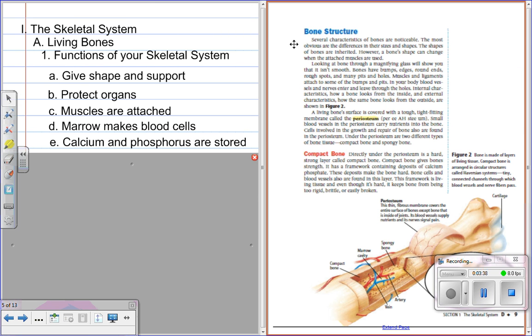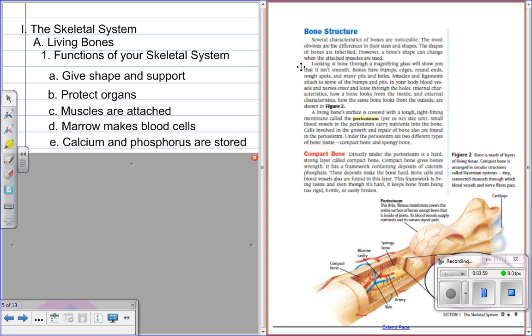Okay, we have another blue heading. Remember, our blue headings are letters. So this would be B, bone structure. Several characteristics of bones are noticeable. The most obvious are the differences in their sizes and shapes. The shapes of bones are inherited. However, a bone's shape can change when the attached muscles are used.